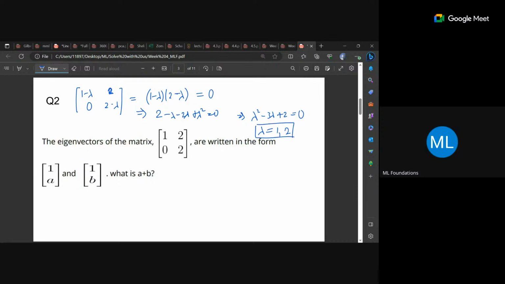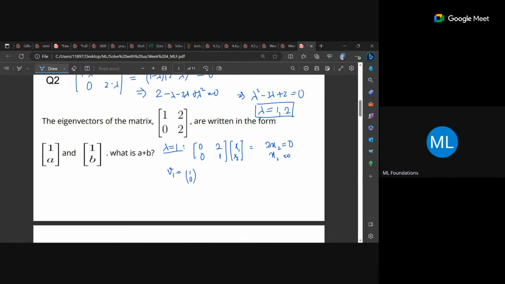Now what happens for lambda equal 1? You will have 1 minus 1 which is 0, 2, and 2 minus 1 which is 1, times x1, x2. So 2x2 equals 0, and x2 equals 0, right? So the eigenvector corresponding to lambda equal 1 would be just (1, 0). Now you do the same for lambda equal 2.